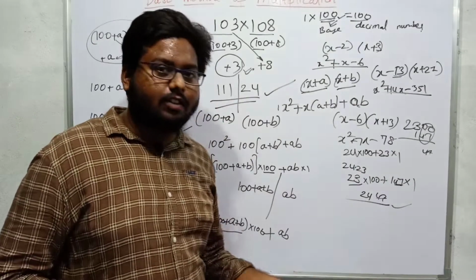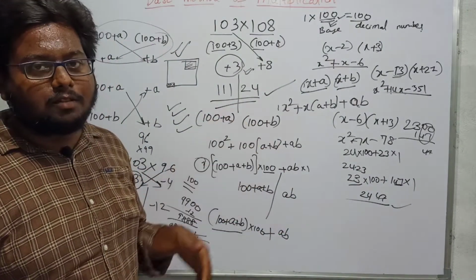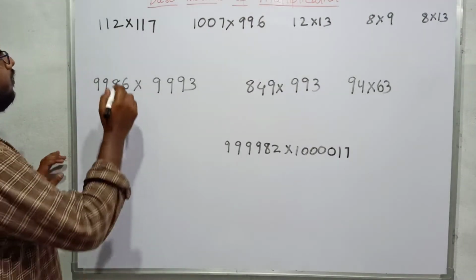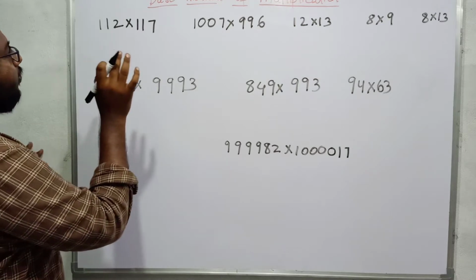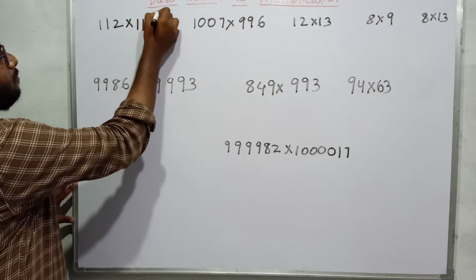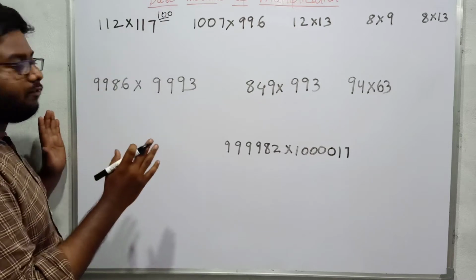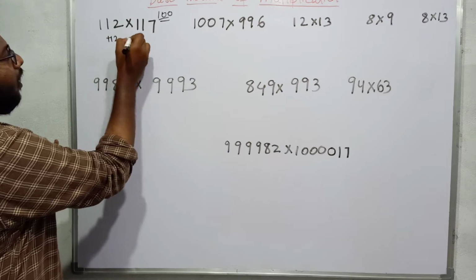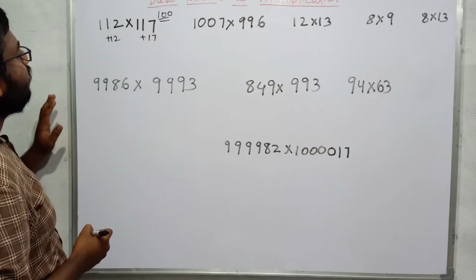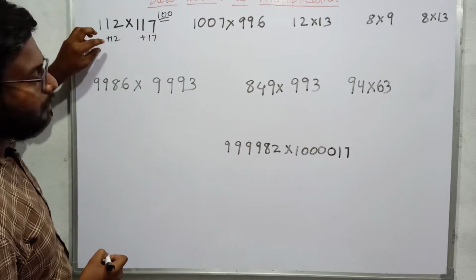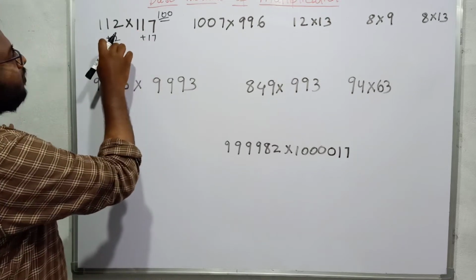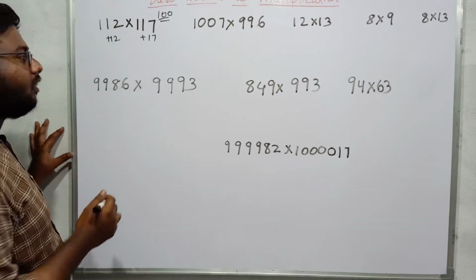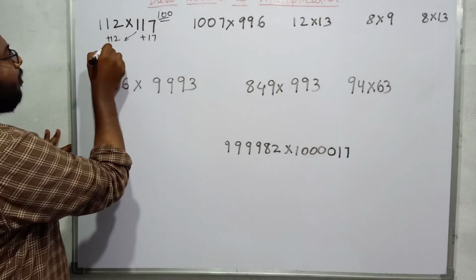If you get this concept clear, then we will see some more problems and make our concept clear. Calculate this problem, that means 112 into 117. This is based on 100, because these two numbers are very near to 100. 112 is how much far from 100? This is plus 12 far and this is plus 17 far. So what I have to do now is always operate with the small number. 117 plus 12 is 129, otherwise 112 plus 17 is also 129, but anyhow I will operate like this.